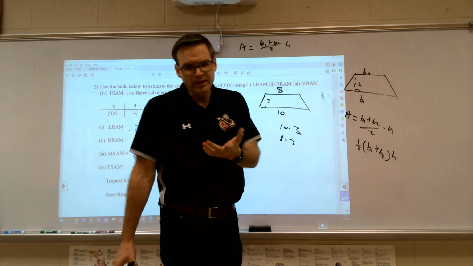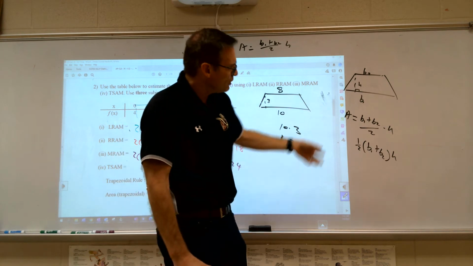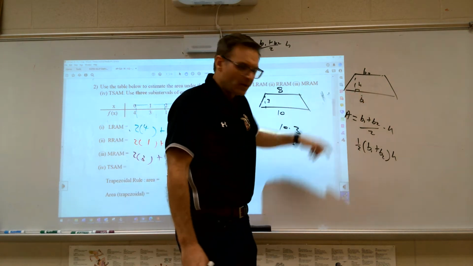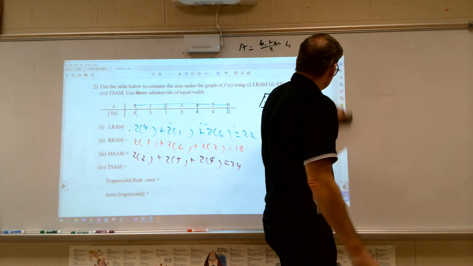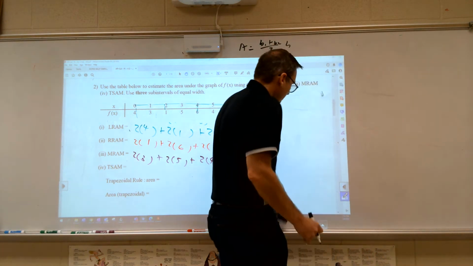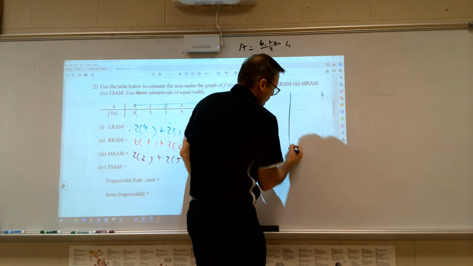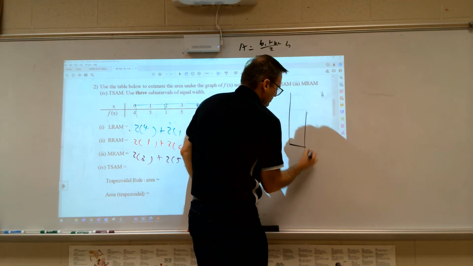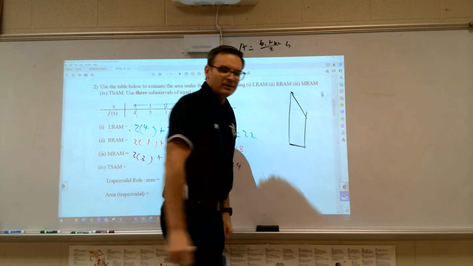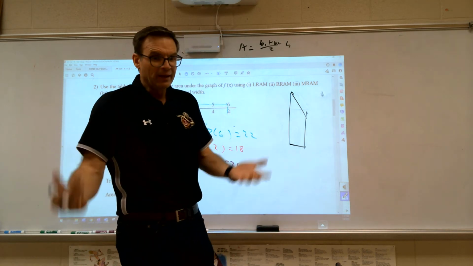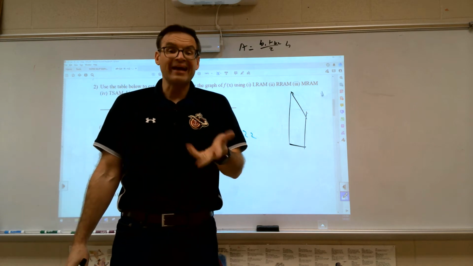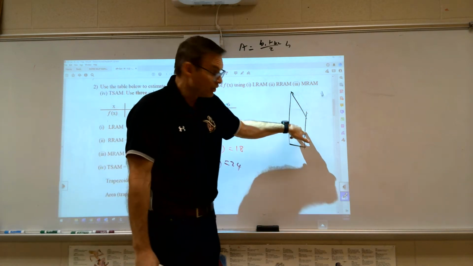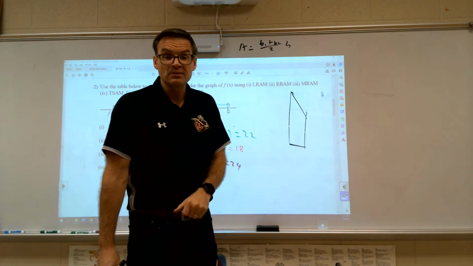Now we're going to approximate it drawing trapezoids, but our trapezoids don't look like this. Here's how our trapezoids are going to look. Our trapezoids are going to look something like this. Now, it's a trapezoid, right? The definition of a trapezoid is a quadrilateral with exactly one set of parallel sides. There's your parallel sides. Those are your bases.